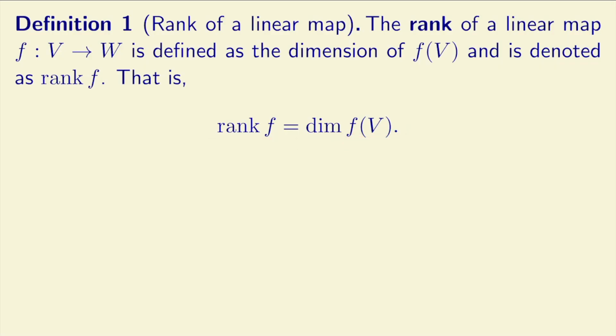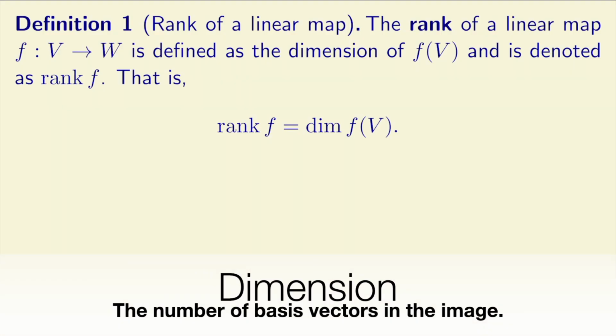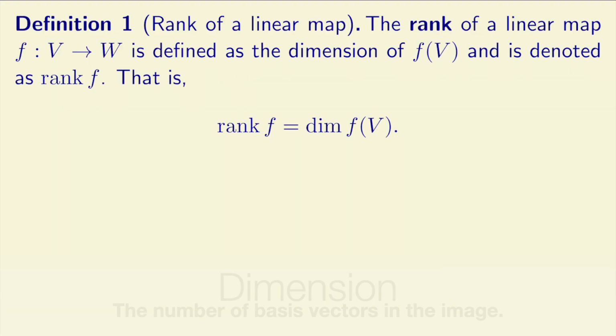So the rank is just a number. What does that number tell us? What does dimension mean in this context? It's the number of vectors in a basis for the image. Think of it as how big the transformed space is.